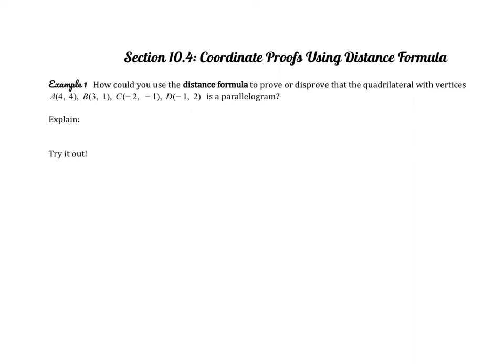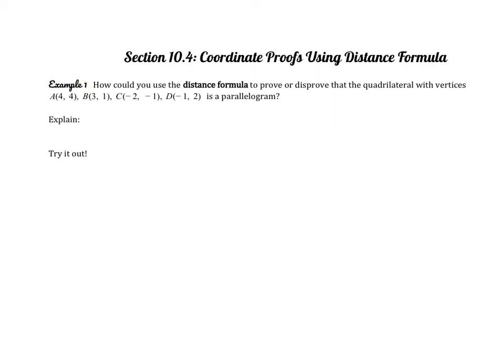Hi everyone, this is Mrs. GA, and today we're going to do coordinate proofs using distance formula. So we're going to be talking about different ways to prove that shapes are different types of quadrilaterals, and today we're going to be using the distance formula to do this.